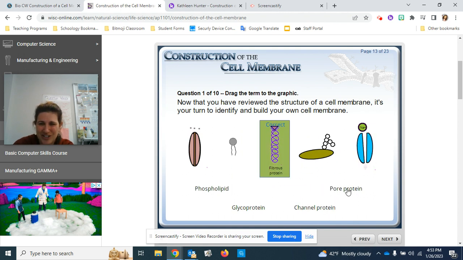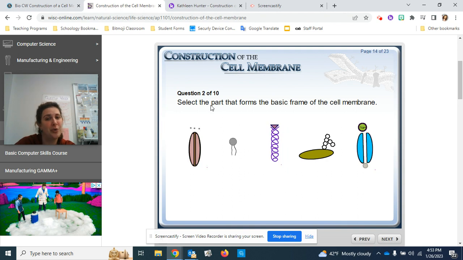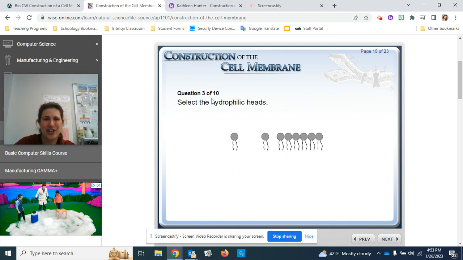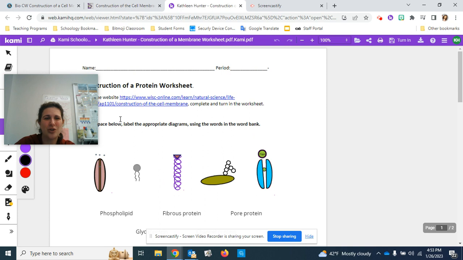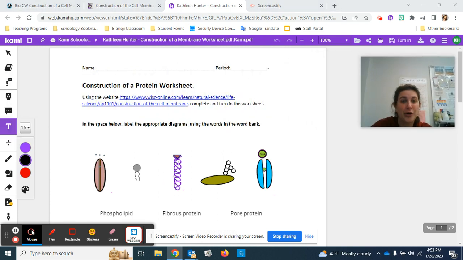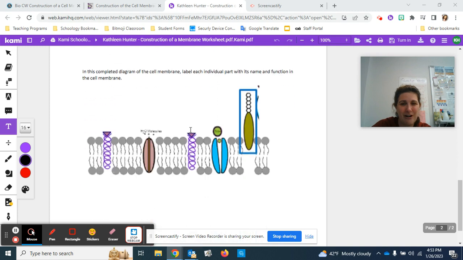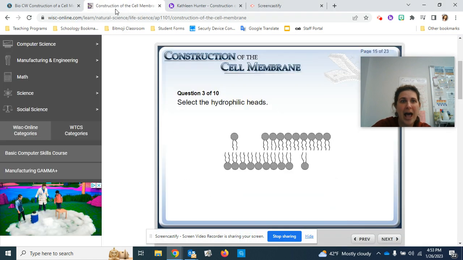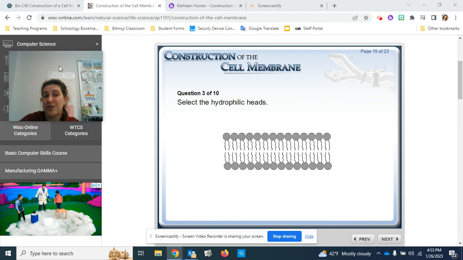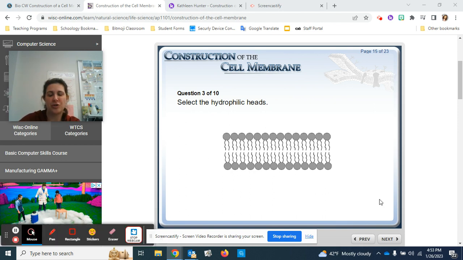So on slide 13, you're going to start, and you're going to see if you get it wrong, it drags it away. If you get it right, it matches it up. So once you know all the right answers, fill them in on your worksheet. So question 1 of 10 on your worksheet, question 2 of 10, question 3. So as you can see, these are all on your paper worksheet. All the questions you're going to do are all on here. So as you fill it in the website, starting on page 13, you're going to answer the questions.